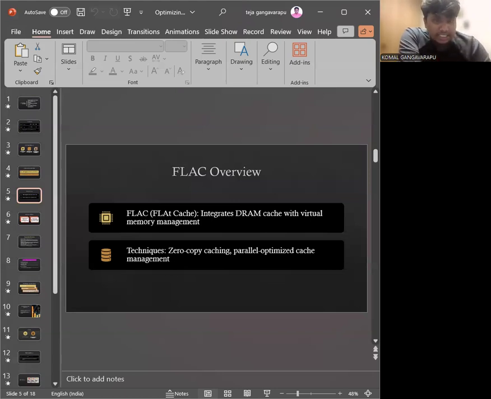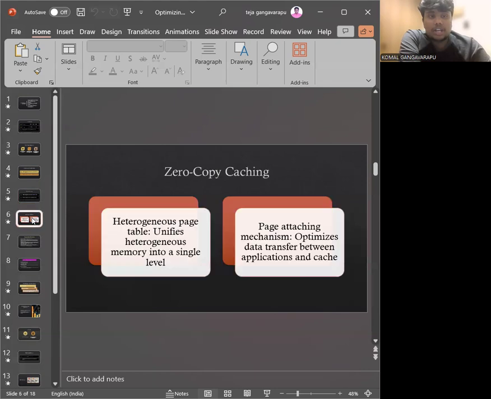The two key techniques of FlatCache's design, as mentioned in the slide, are zero copying caching and parallel optimized cache management. We will discuss more about these two topics in the upcoming slides. Coming to the next slide, the zero copying caching. As I discussed above, this is one of the key techniques in FlatCache's design.